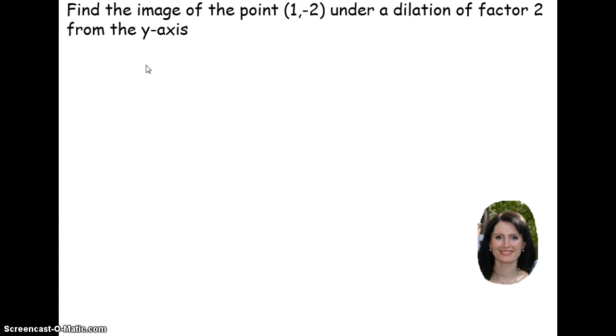Today we're doing an example from 3G. We're going to do the example on page 109, being question 1b. We're looking at finding the image of the point 1, negative 2 under a dilation of factor 2 from the y-axis. What we already know is that when we dilate from the y-axis, it affects the x values.